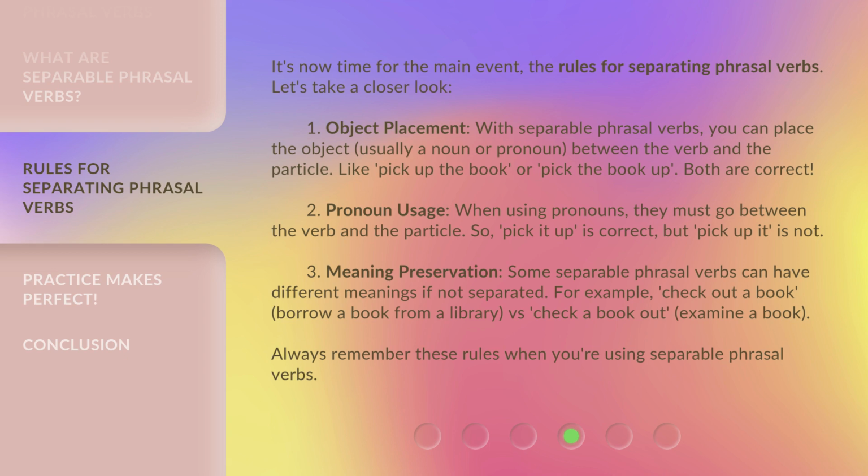3. Meaning preservation. Some separable phrasal verbs can have different meanings if not separated. For example, check out a book, borrow a book from a library, versus check a book out, examine a book. Always remember these rules when you're using separable phrasal verbs.